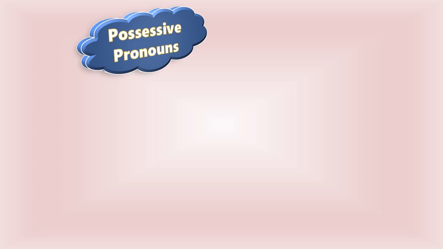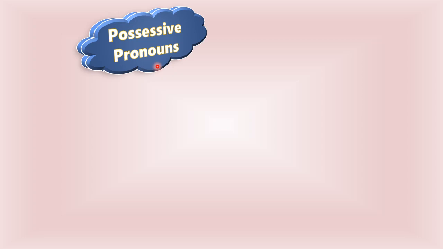Okay, so possessive pronouns tell us about ownership of the thing or person. They tell us that a particular thing belongs to whom, whose thing this is. So the ownership information is given by the possessive pronoun, children.